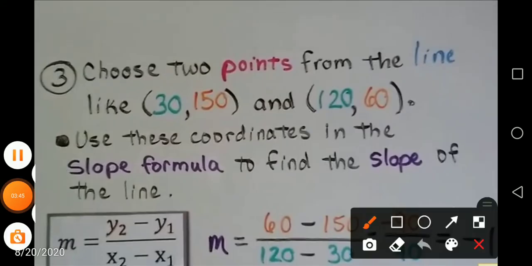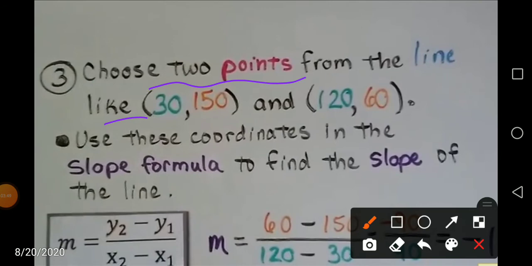Then the third step is to choose 2 points from the line, like 30 and 150, and 120 and 60, and I choose 2 points that are far from each other. Don't forget this. Use these coordinates in the slope formula to find the slope of the line. I have here the slope formula. Do you remember this? y sub 2 minus y sub 1 over x sub 2 minus x sub 1.